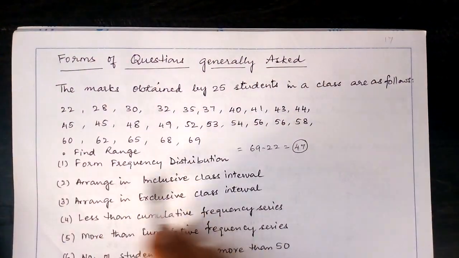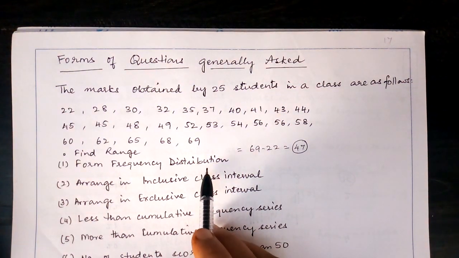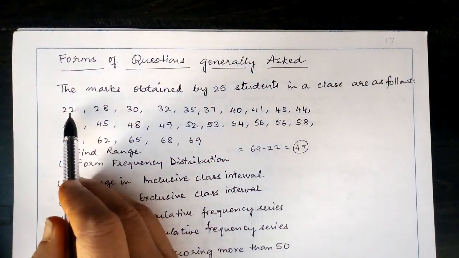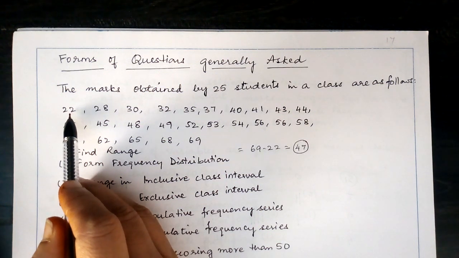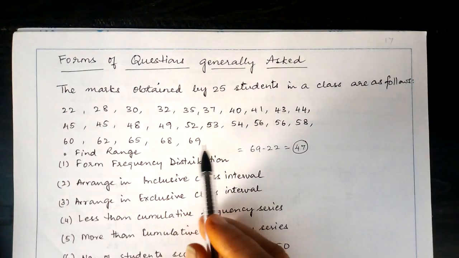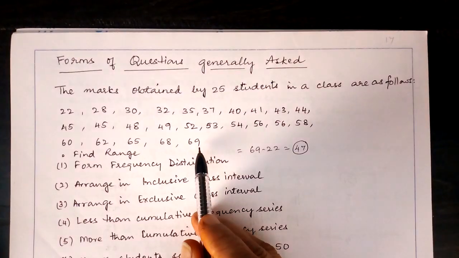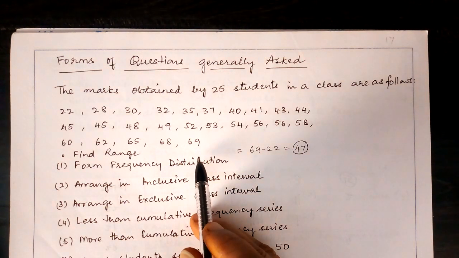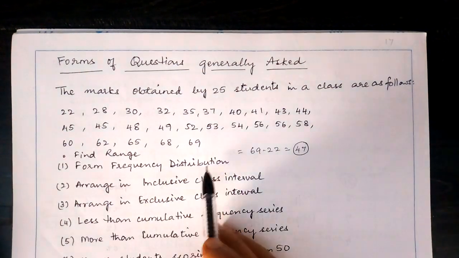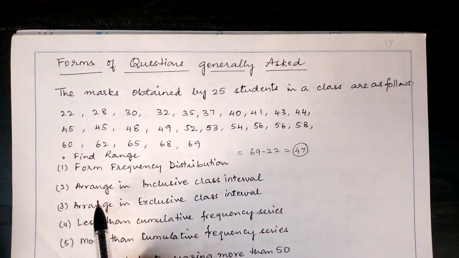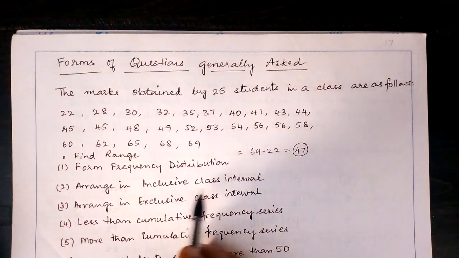Now we have to form a frequency distribution. To form a frequency distribution, we need class intervals. How will we form class intervals? Let us see. The smallest value is 22, so we can start our class interval with 20. Then the largest value is 69, so we can stop with 70 in case we are using an exclusive series. But then the next question is to arrange in inclusive class intervals.